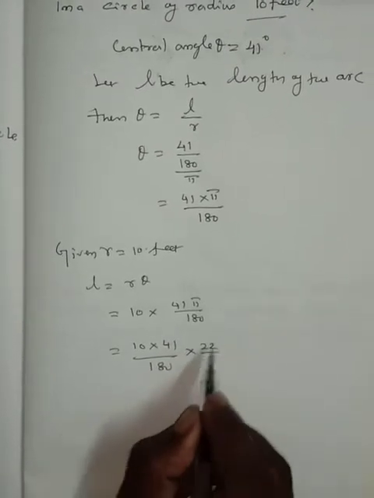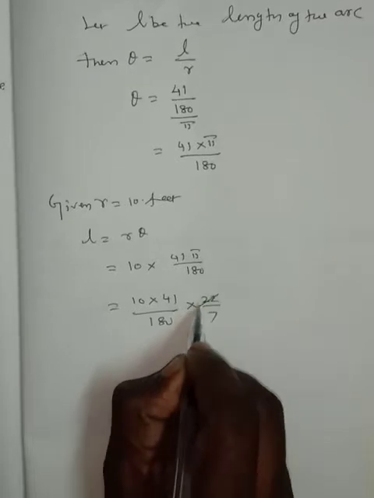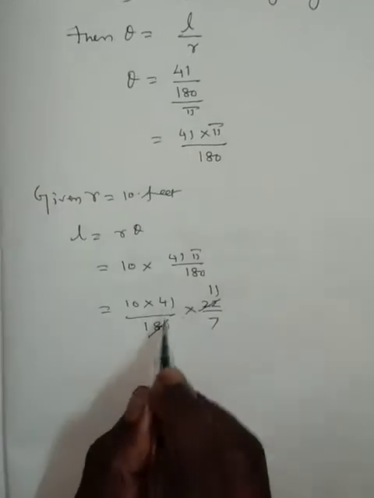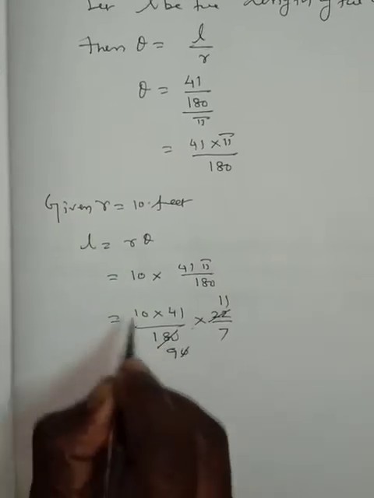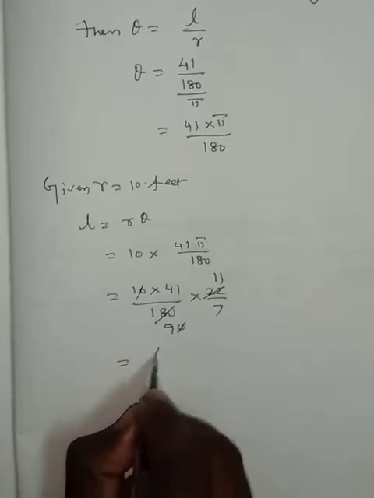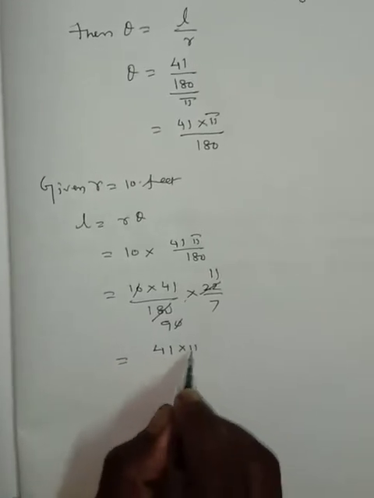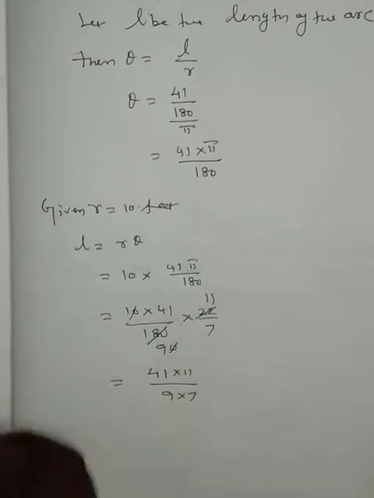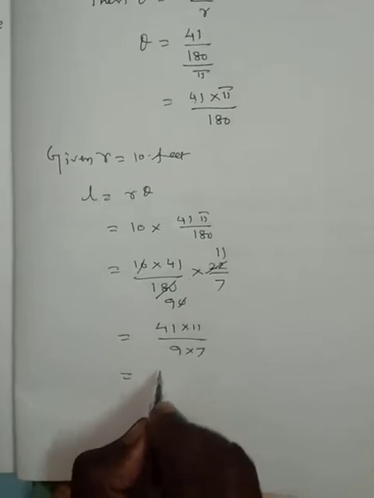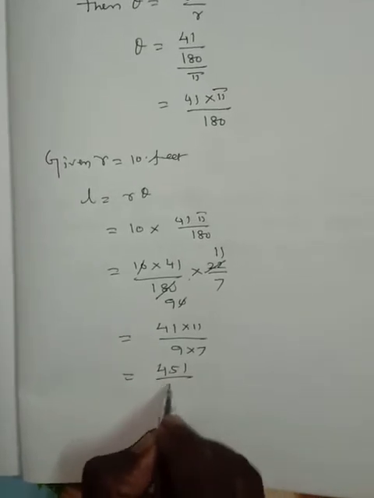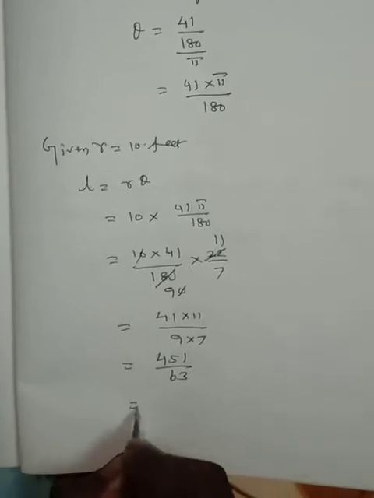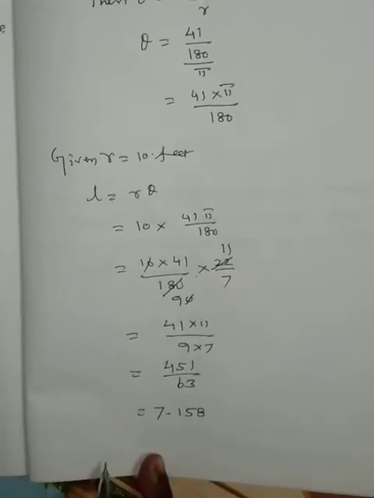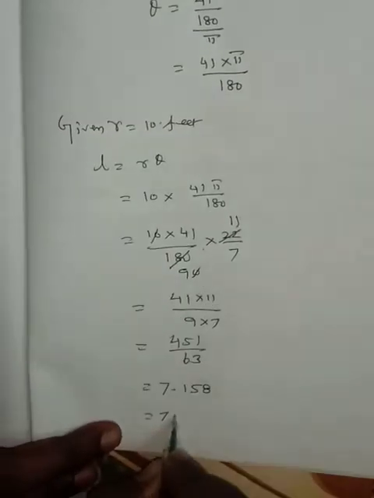Now 22, 11 2s are 22. Here 90, 0 0 cancel, 10 10 cancel. 41 into 11 divided by 9 into 7 is equal to 451 divided by 63, 7.158, approximately 7.2 feet.